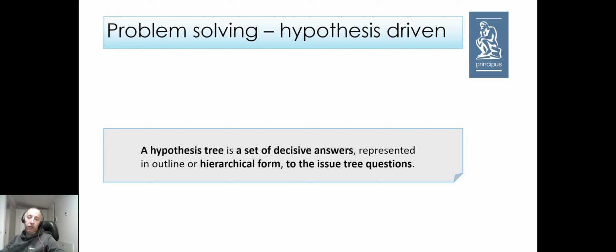As mentioned in the previous clip, there are three paths you can use for problem solving. In today's session, we will go quickly through all of them. And if you want more details, you can check my blog. A hypothesis tree is a set of decisive answers represented in hierarchical form, mainly to the issue tree questions.